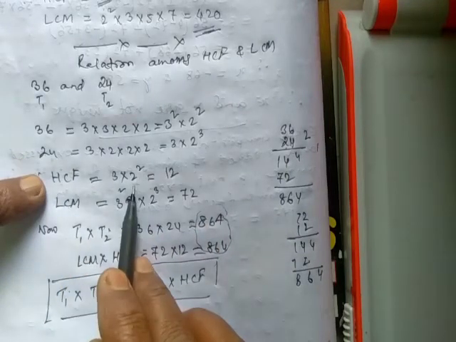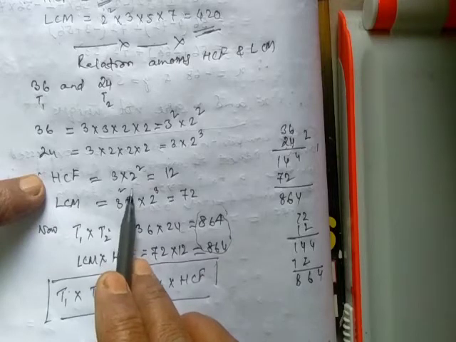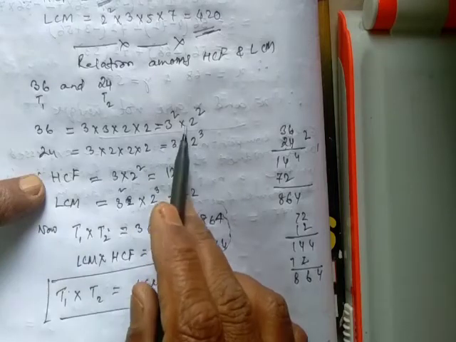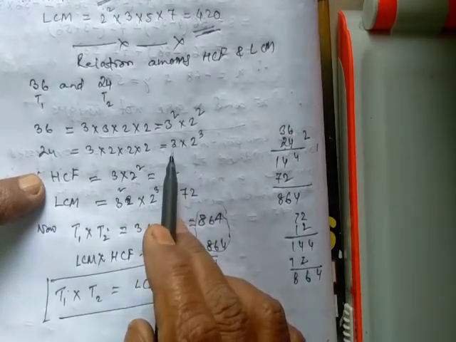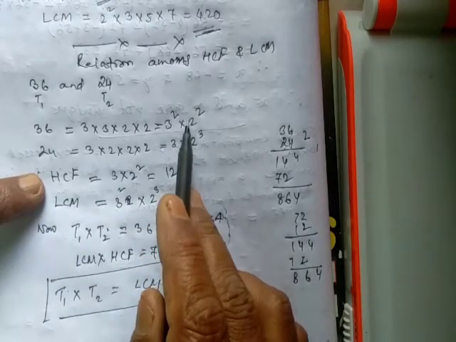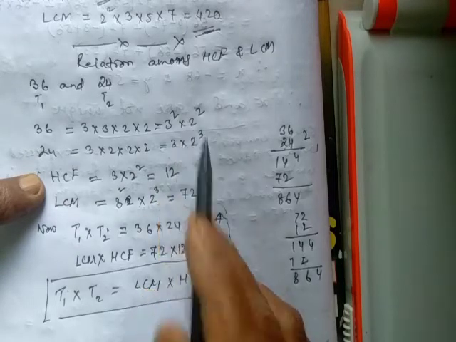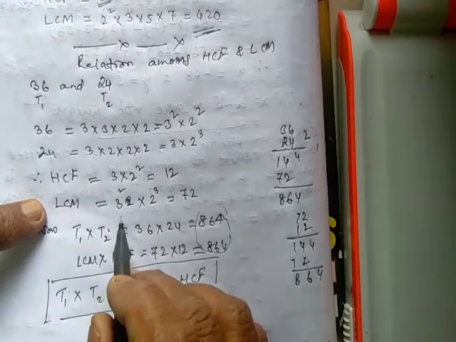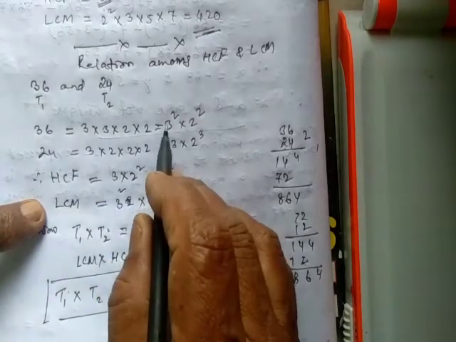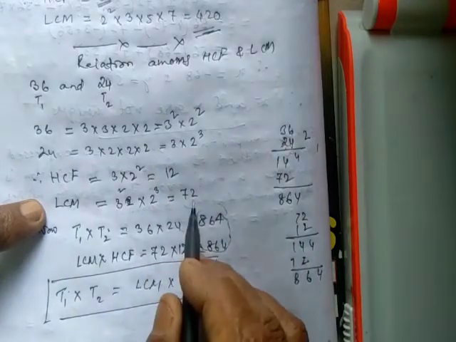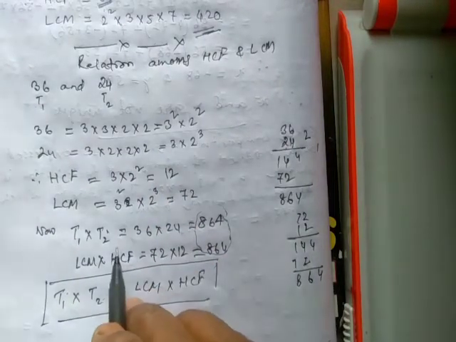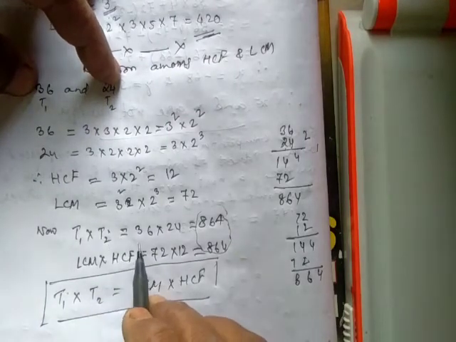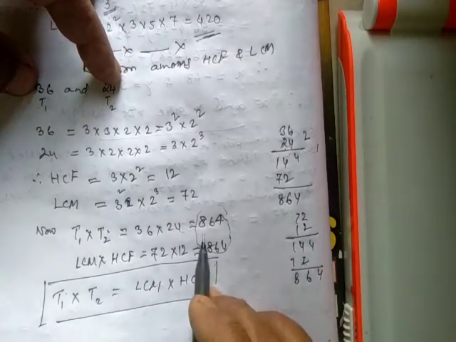HCF is the product of the smallest powers of the common factors. Here it is 3 to the power 1 and here it is 2 square. So it's 12. LCM is equal to 3 square into 2 cube, 72. Thus when I multiplied T1 into T2, that is 36 into 24, I got 864.